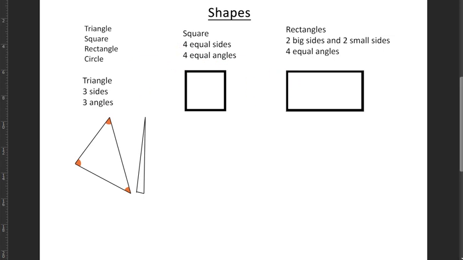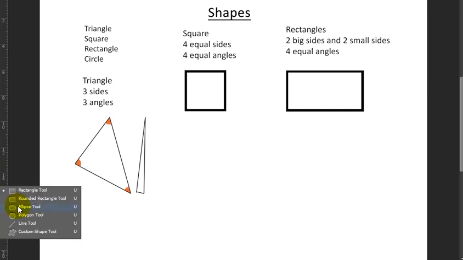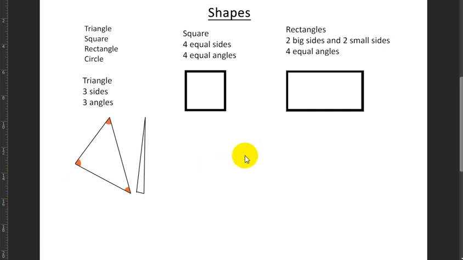Next up, we're going to be talking about circles. Circles are a little different in that they have no sides and no angles. What they are is basically all the points that are the same distance from the center of the circle.